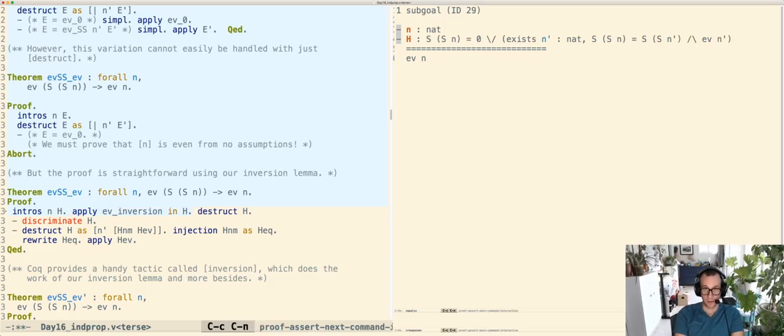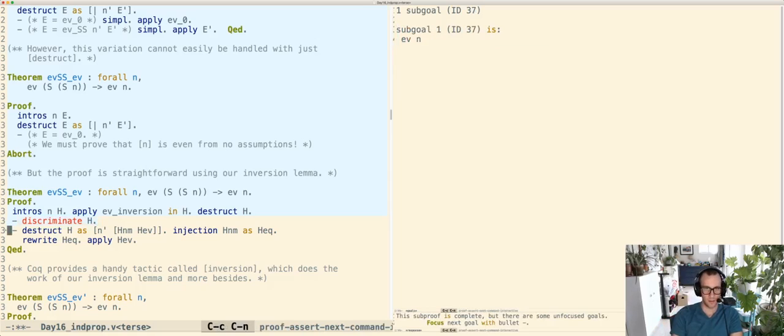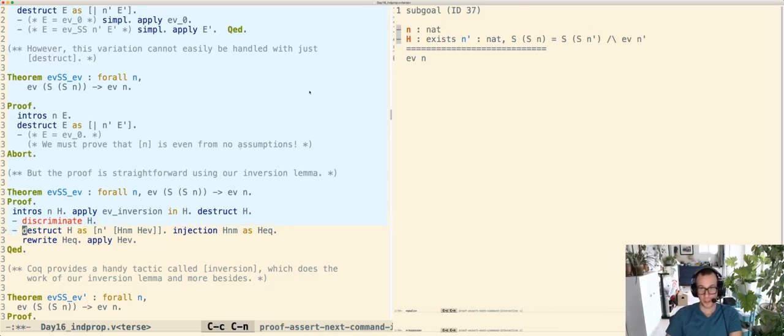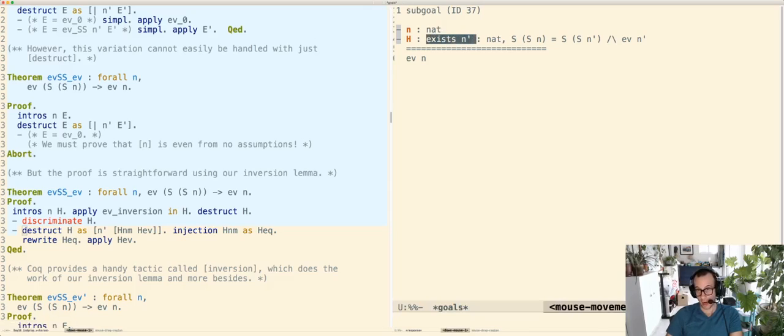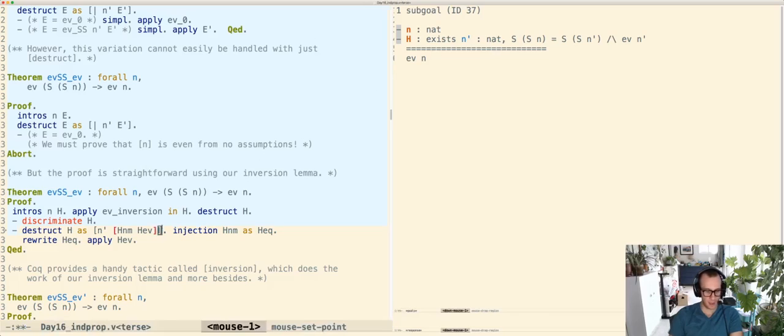If we apply EV inversion, then we get to see, okay, either that's 0 or that. Okay, let's break up H. Okay, the left-hand side's contradictory. What here was an impossible case, we had to prove EV0 for some arbitrary n. Our inversion lemma then says, oh, no, you don't have to worry about this one. Blow it up. Whereas alternatively, we know that there exists some n prime such that n is equal to successor of that number, and that number is even.